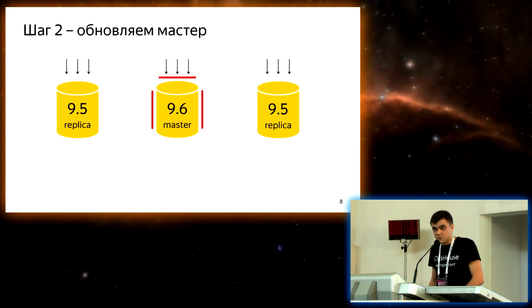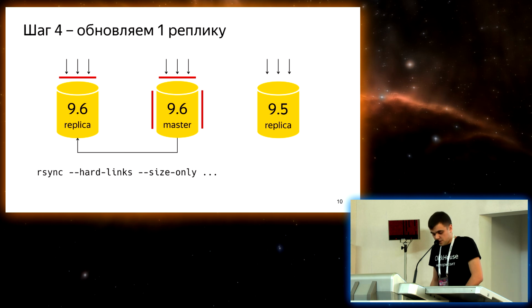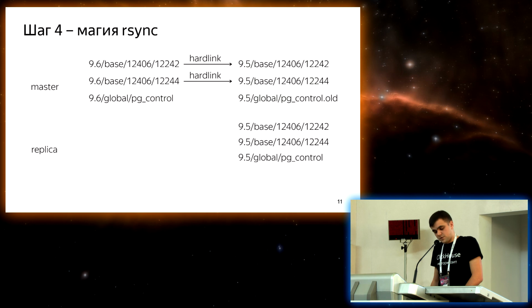Please bear in mind that throughout this time, all the replicas are serving the read-only loads. You can read data from the replicas. Next, we lock one replica. The other one continues serving all the loads. We start updating the replica using this rsync magic spell. So let's look at what goes on there.